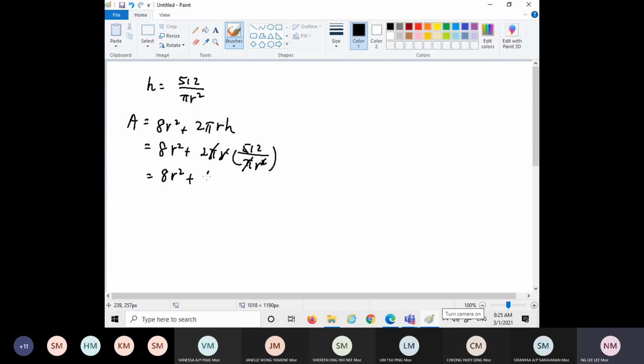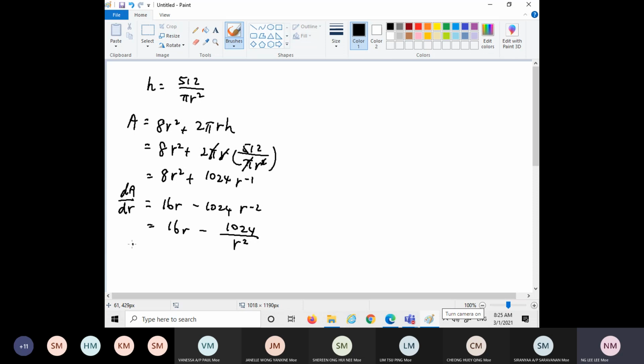I see the textbook, 1024. Over R means I write R to the power of negative 1 because I'm going to differentiate. So now I do the differentiation, dA/dr. 16R, and this one I will get a negative 1024, then a negative 2. I think it's correct. Then this one I rewrite in the fraction form, R to power 2.